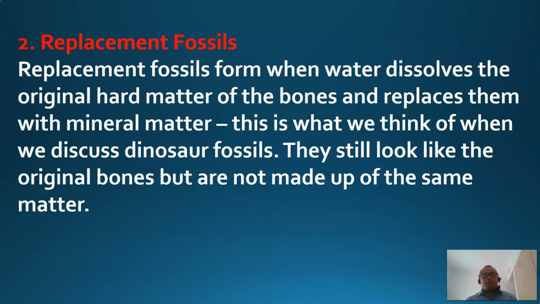The second type of fossil is called replacement fossils. Replacement fossils form when water dissolves the original hard matter of the bones and replaces it with mineral matter. This is what we think of when we discuss dinosaur fossils. They still look like the original bones, but are not made up of the same matter anymore. They are solidified and become hard rock.